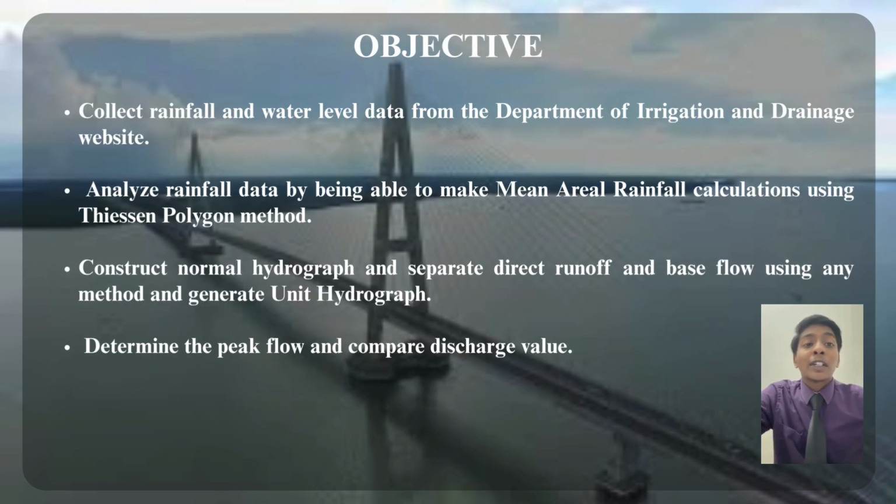Objectives: first, collect rainfall and water level data from the Department of Irrigation and Drainage website. Second, analyze the rainfall data by calculating mean areal rainfall using the Thiessen polygon method. Third, construct a hydrograph, separate direct runoff and base flow using any method, and generate a unit hydrograph. And last one, determine the peak flow and compare discharge values.